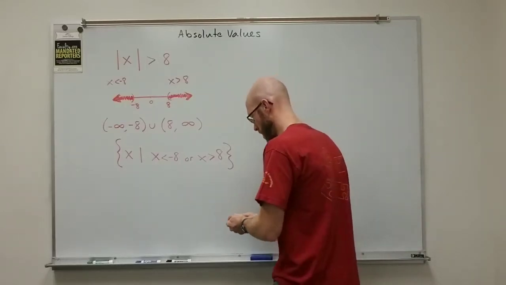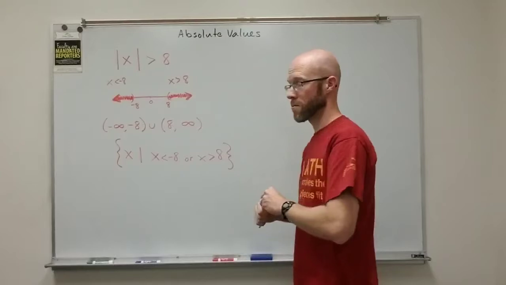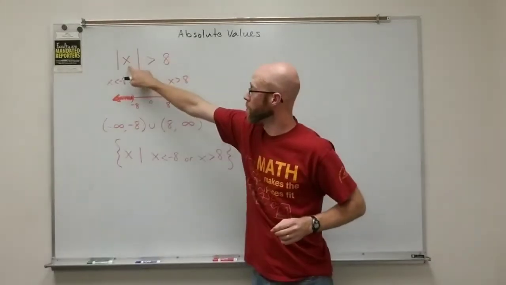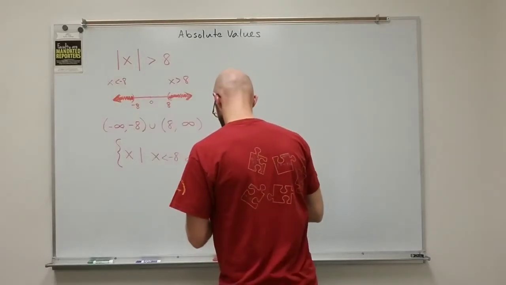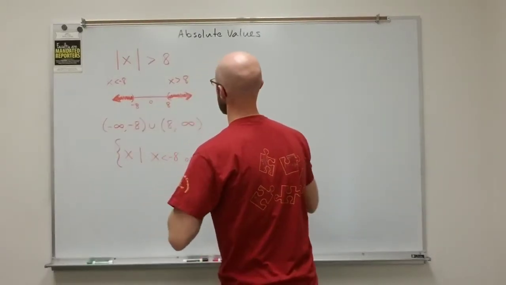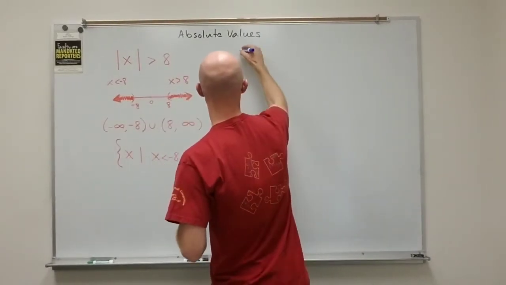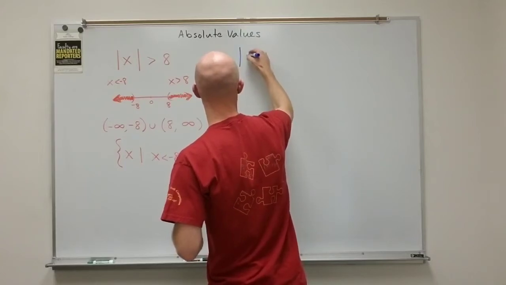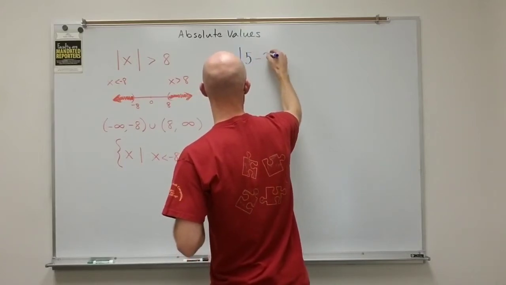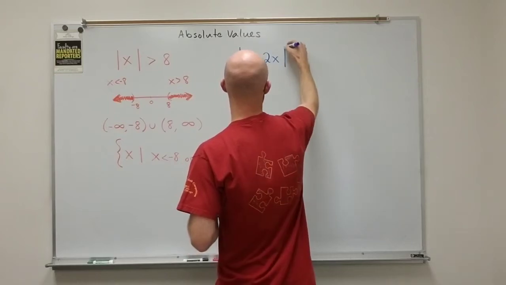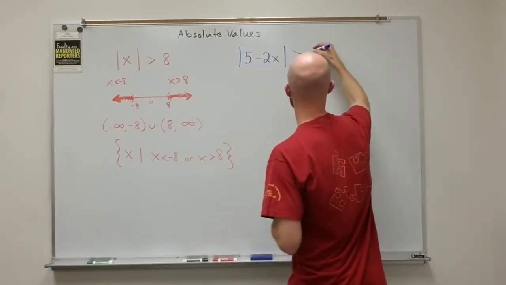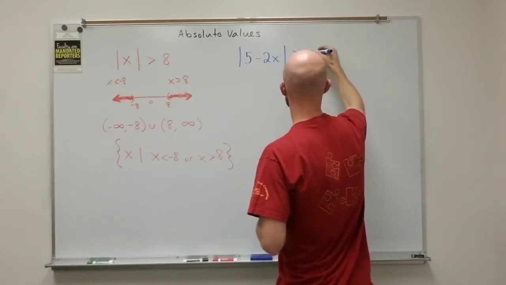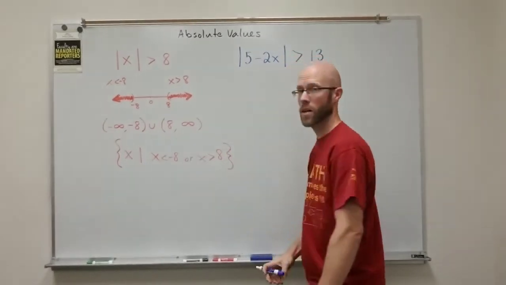Okay, so let's try another example. But let's make it a little bit more complicated where there's more stuff in the absolute value. Something like, let's use a different color. Something like the absolute value of 5 minus 2x is greater than, let's go with 13, okay?